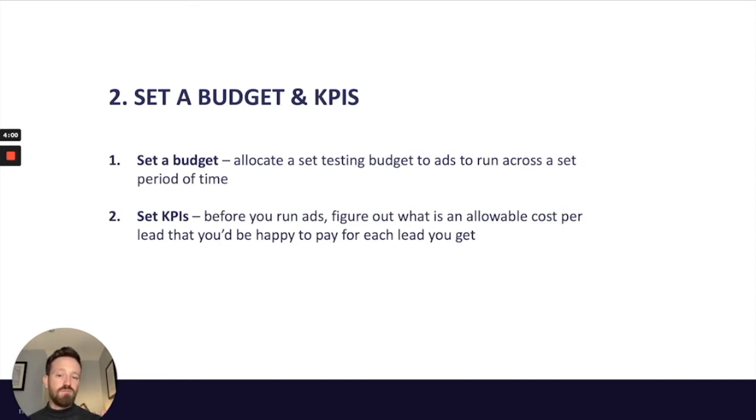Secondly, set really clear key performance indicators and ideally try to figure out what your allowable cost per lead is for your business before you start running your campaigns. An allowable cost per lead is how much you're willing to spend, how much you're happy to pay for each lead that you get from your scorecard.